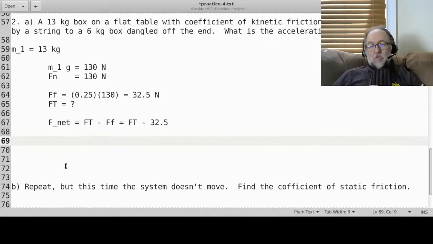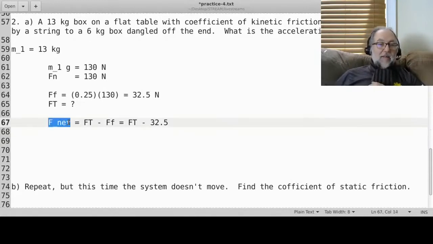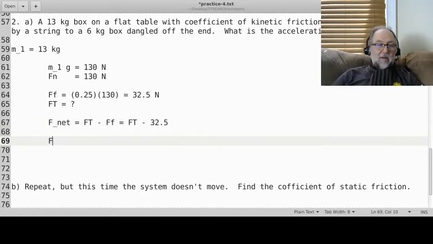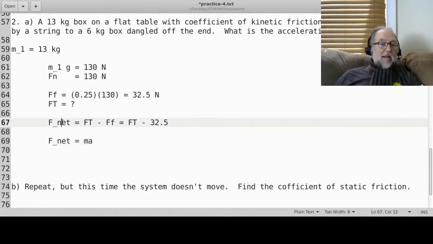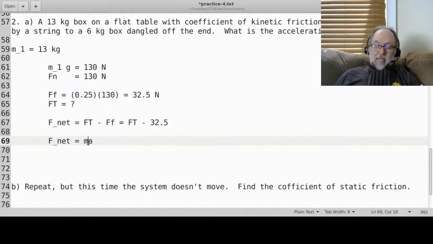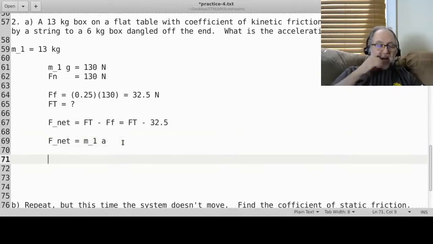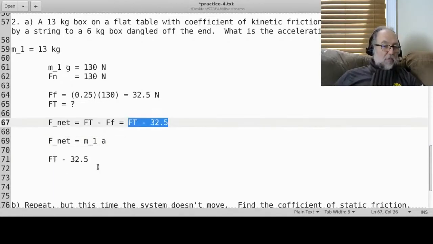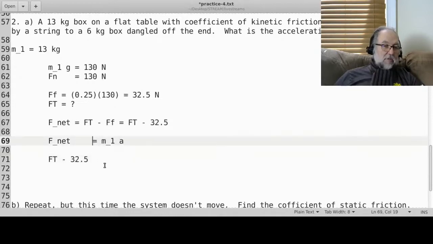Having done this with students a few times, this is the point at which students usually get confused. Never forget that once you get F net, even if it's an incomplete expression like that, the whole reason you got F net was to say that F net is equal to ma, which is Newton's second law. That's why we did all of this work to get F net, so we could set F net equal to ma. Now, which m? It's actually m1. At this point, you could say, fine, F net, we don't have a number for it, but we do have an expression. There it is.